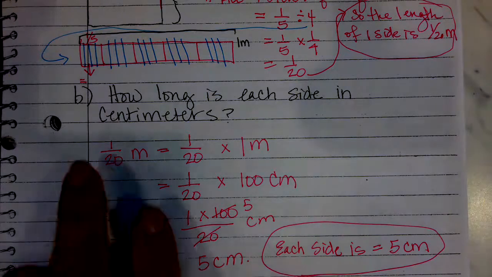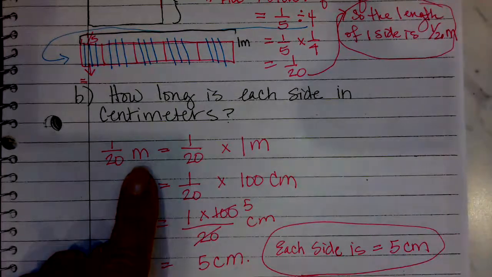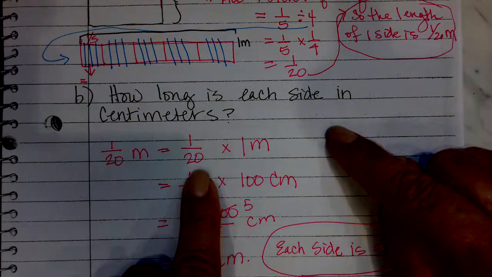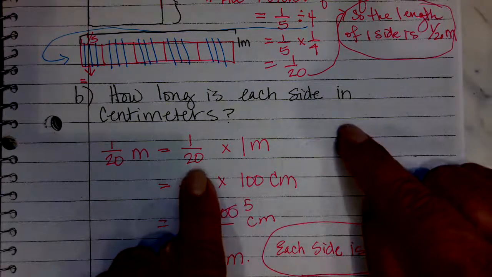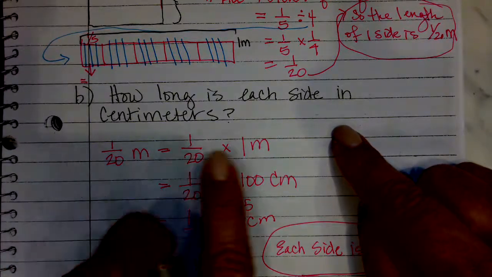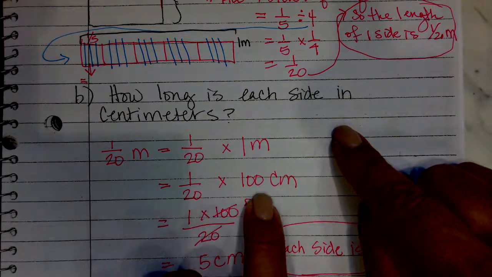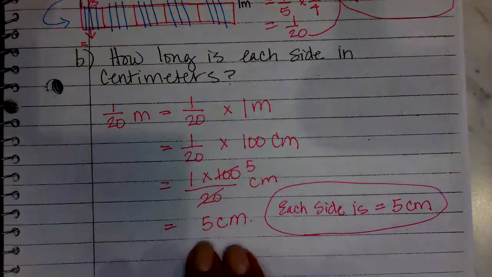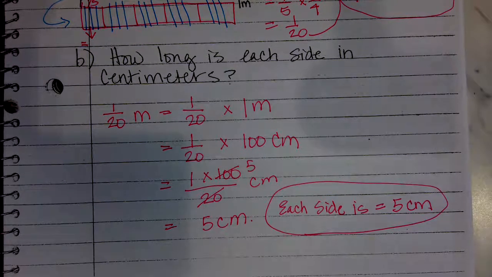So I took my 1/20th of a meter, and remember how to convert. Remember, just go back to what you know. We know that 100 centimeters is equal to 1 meter. So remember, we're converting our 1/20th of a meter into centimeters. So 1/20th times 1 meter. So I'm decomposing this problem right here. 1/20th times 1 meter is equal to 1/20th times 100 centimeters. Then I come down here, multiply and cross cancel, and I get 5 centimeters. Each side is equal to 5 centimeters.